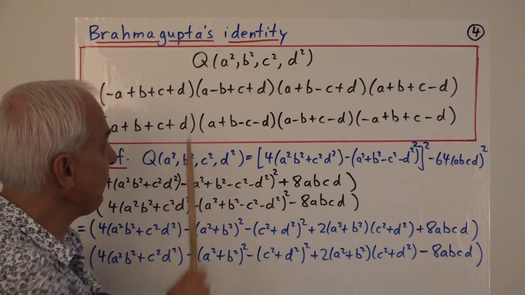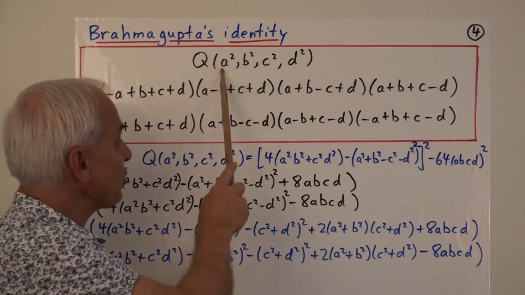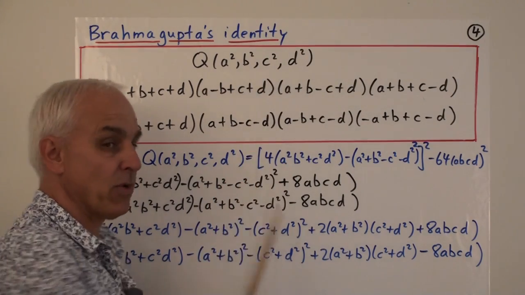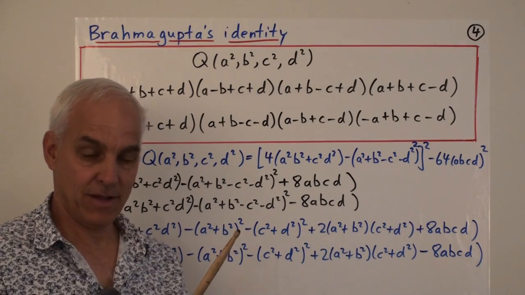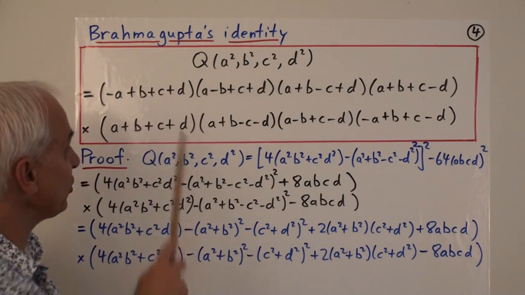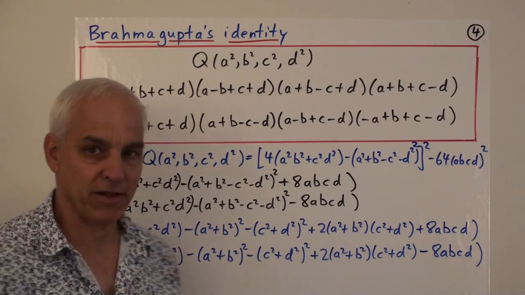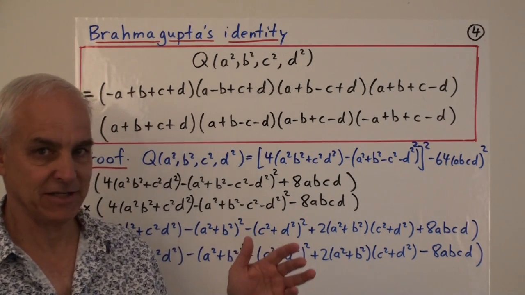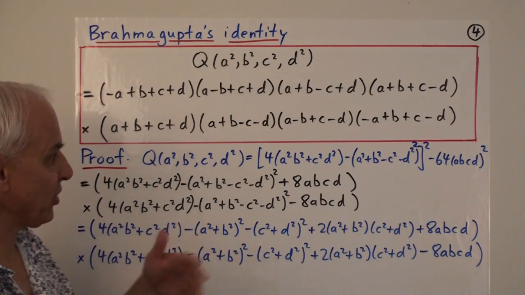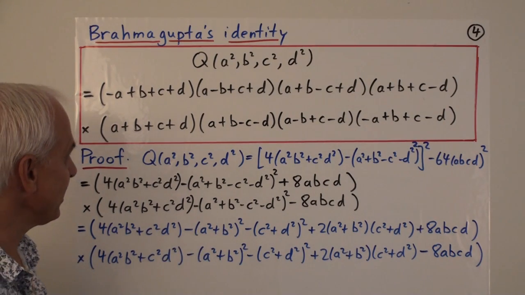The identity is that if we take this quadruple quad function and we substitute a squared, b squared, c squared, and d squared for the arguments, then that expression actually factors as a product of 8 different terms. They all look somewhat the same. They all have a, b, c, and d, but with different combinations of plus and minus signs. So let's have a look.